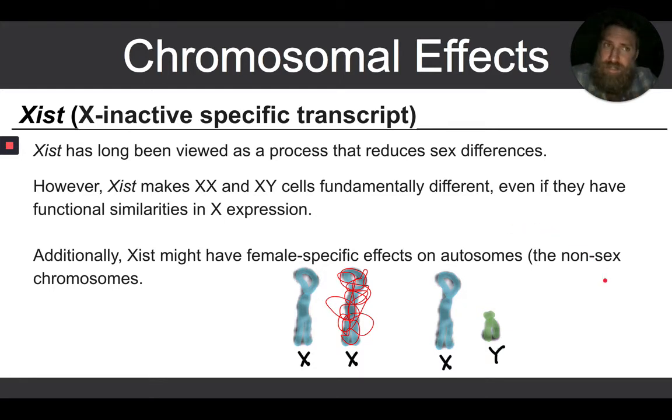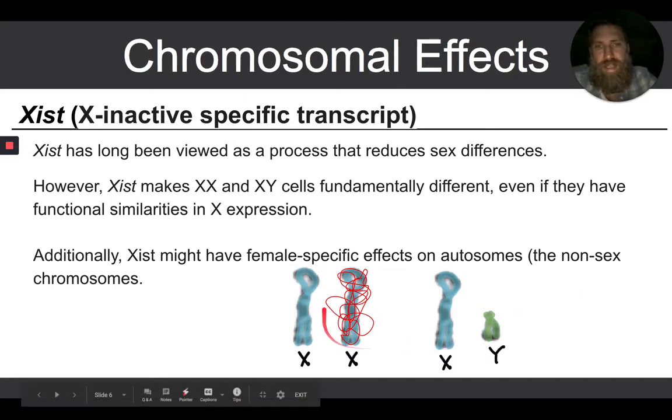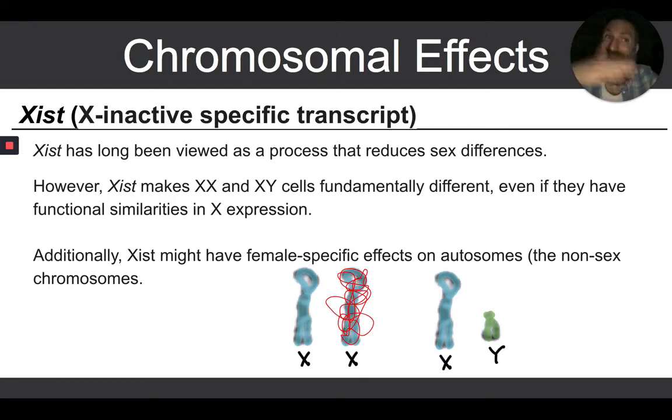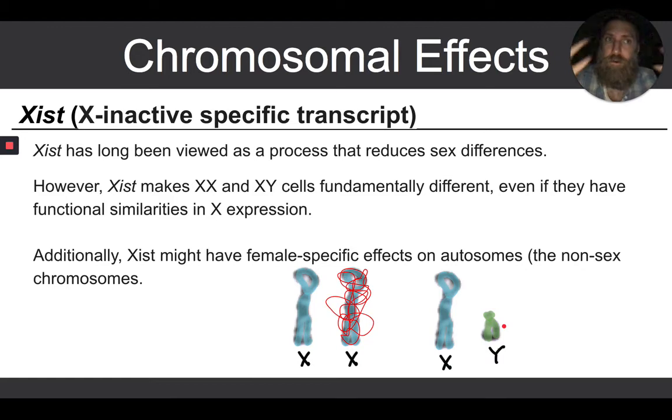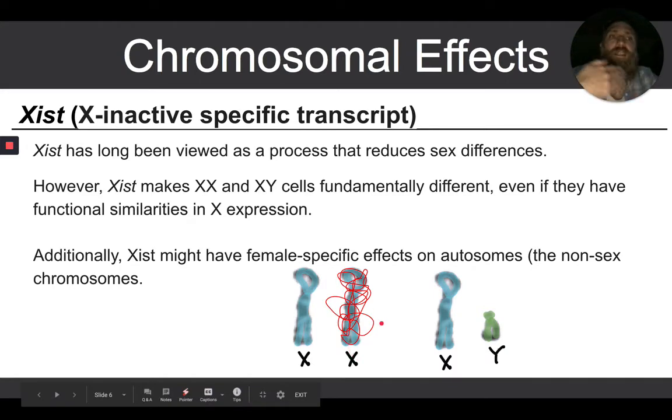And like I said, this is quite new stuff, so there's lots of unanswered questions. The Xist may have effects on the autosome, the non-sex chromosomes. So you're producing all this RNA that's binding up one of the X chromosomes. Is that process in and of itself, or any part of it, having an effect on the rest of the autosome? And if it is, that's going to be completely confounded by sex. Because remember, cells with an XY sex chromosome pair are not producing this RNA, right? So if there are effects outside of the sex chromosome, it's sex specific.